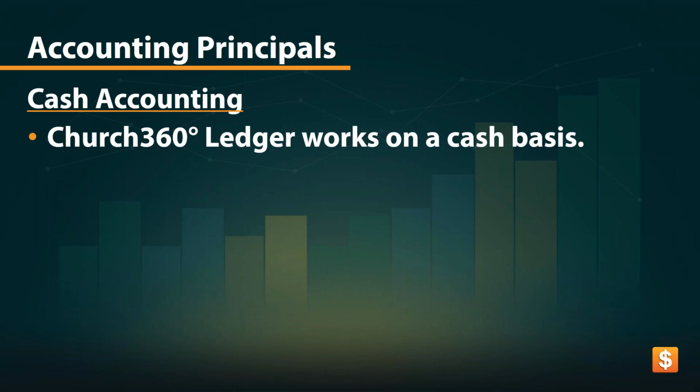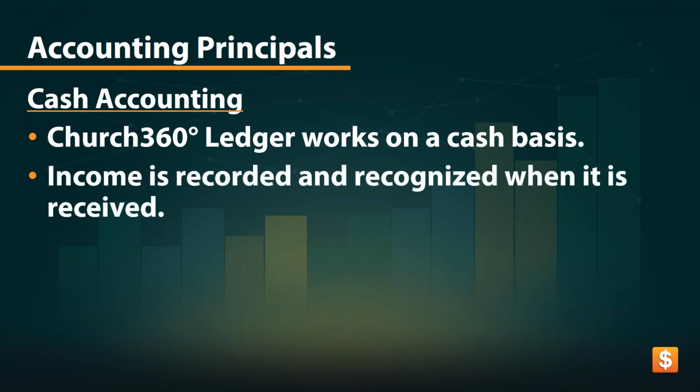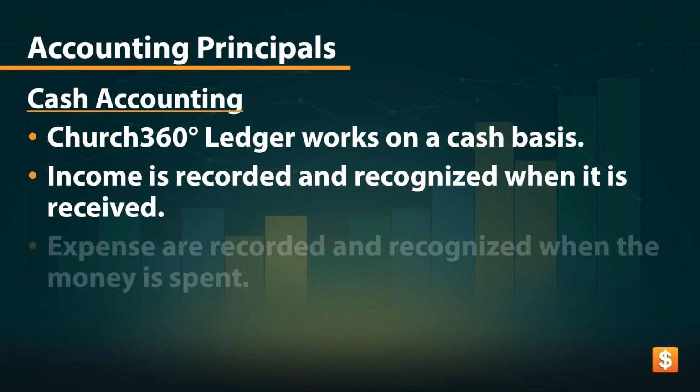To continue with accounting principles, Church360 Ledger works on a cash basis. It uses cash accounting. It is not accrual accounting, it's cash accounting. One of the major principles is that income is recorded and recognized when it is received. As soon as those offerings come in, your offering counters count that money, then somebody takes it to the bank and creates a deposit. When that happens, a deposit is entered into the system, recording your income, and it's recognized on your report. So income is recorded and recognized when it is received.